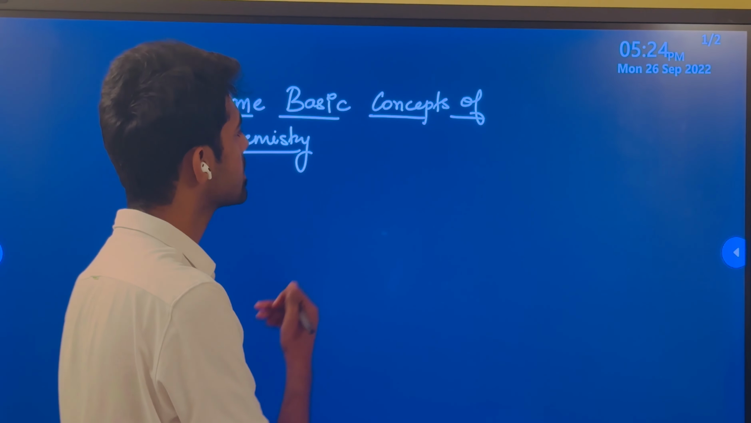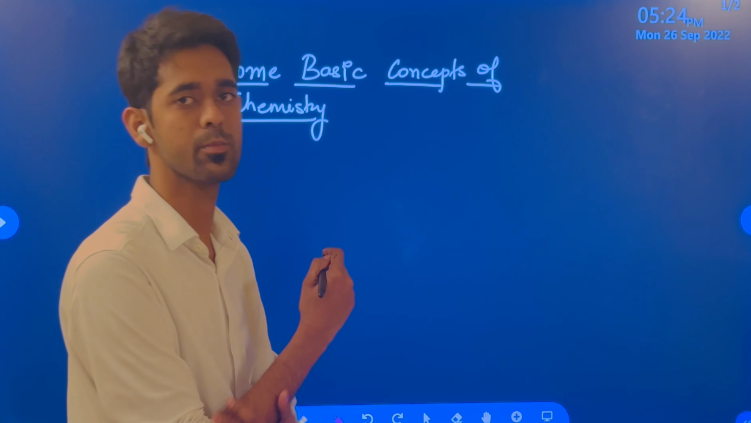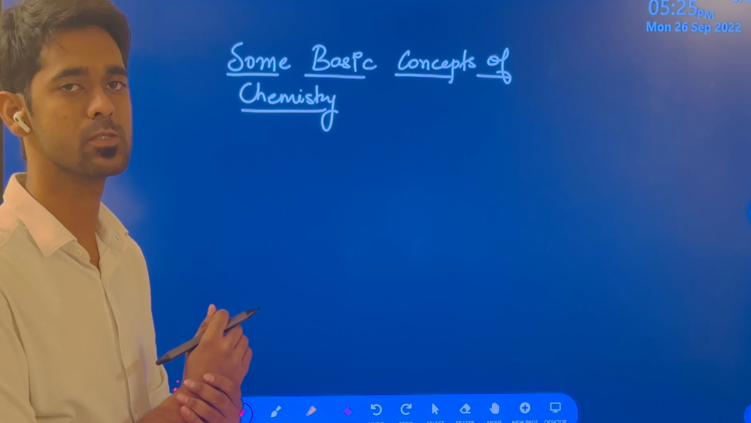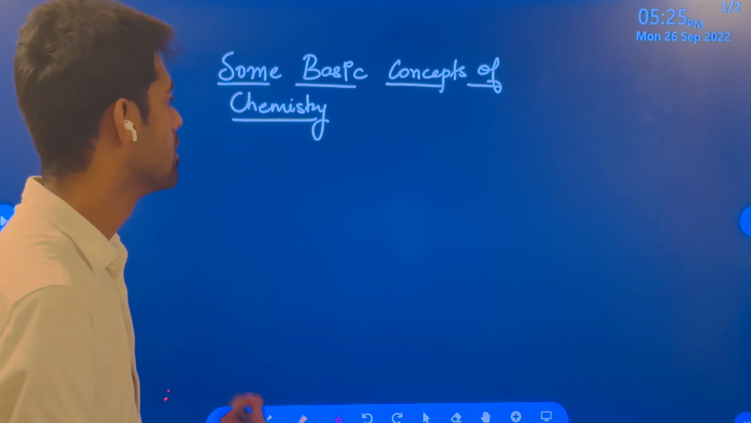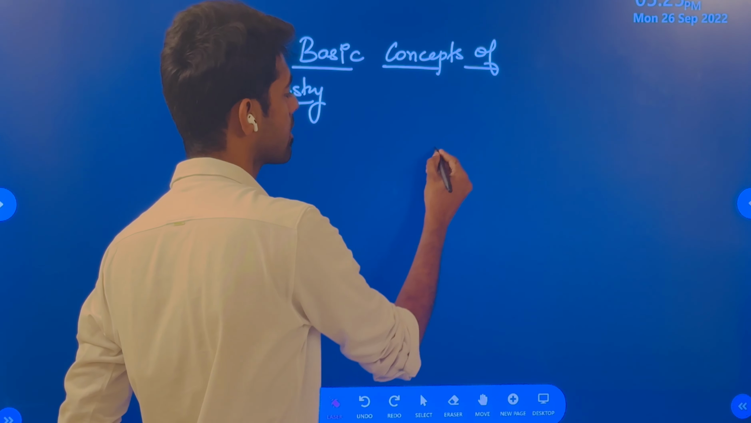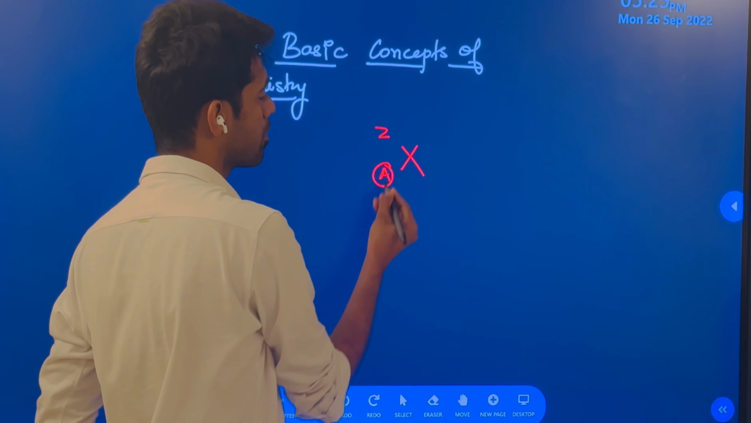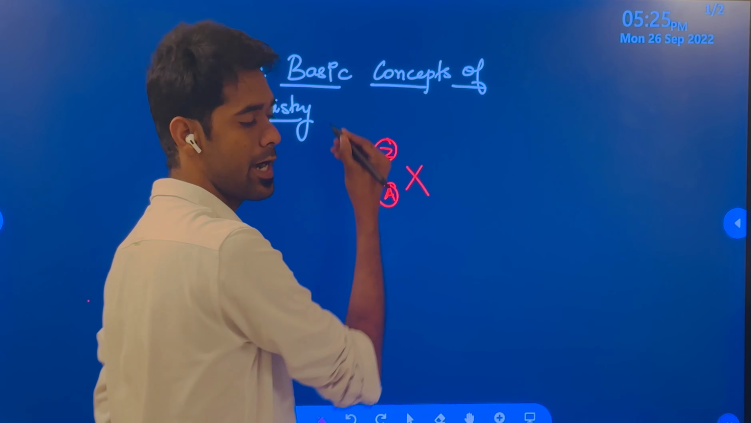So today we are going to see some basic concepts of chemistry, in which I am going to explain how many electrons, protons and neutrons are there in a specific atom or an ion. So let's suppose we represent an atom like this, X, and this is Z, and this is A. This is the atomic number and this is the atomic mass.